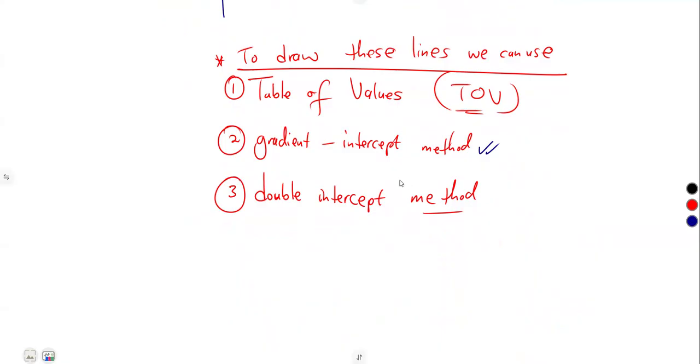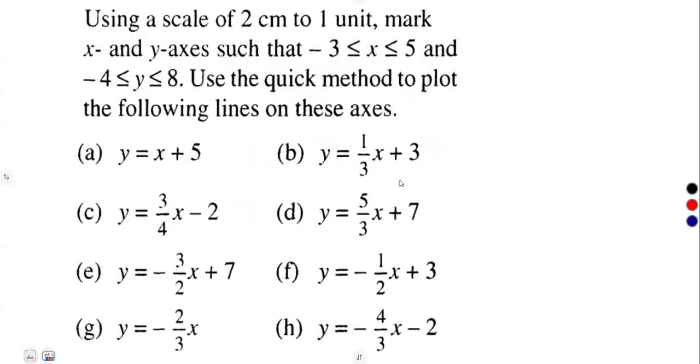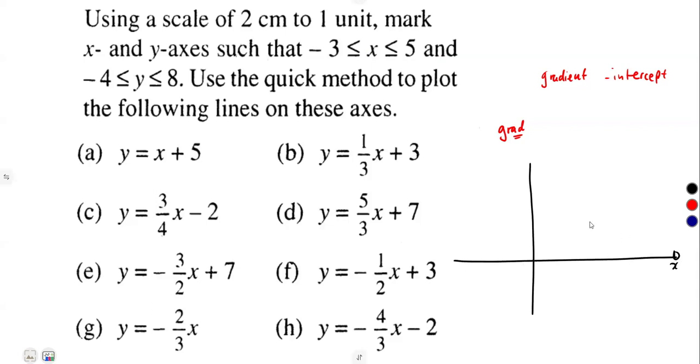It is a method which requires you to understand the gradient, gradient-intercept. So if I know the y-intercept and the gradient, I can draw the line in this manner. I just want to explain the basics. It simply requires some aspects of our gradient.